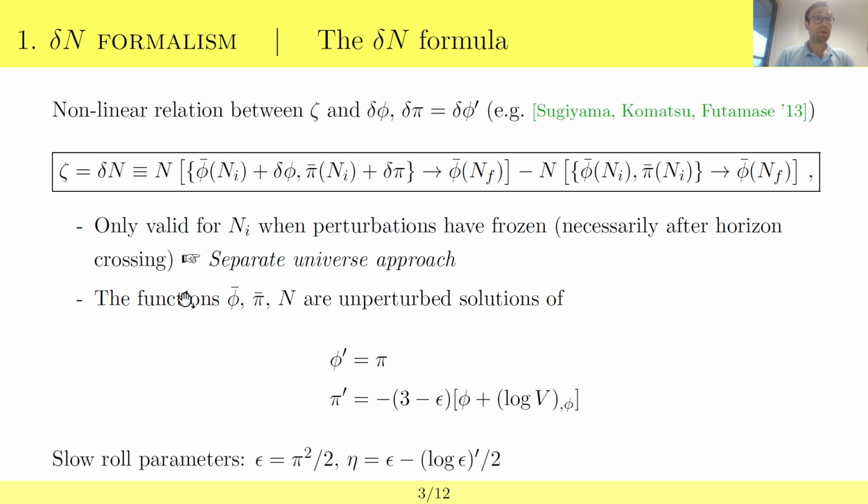The important point of this formalism is that provided that we made the right choice of N_i regarding the frozen modes, we can use the separate universe approach, which means that this number of e-folds can be computed by solving the unperturbed Friedmann equations.